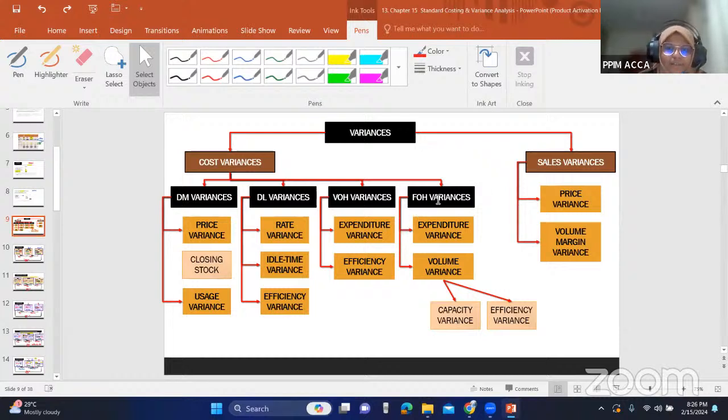Until fixed overheads expenditure variance. Okay. So that is price, closing stock usage, rate, idle time efficiency, expenditure efficiency, and again the fixed overhead expenditure. All of them are identical. No changes whatsoever. Absorption costing, marginal costing, both will be the same.